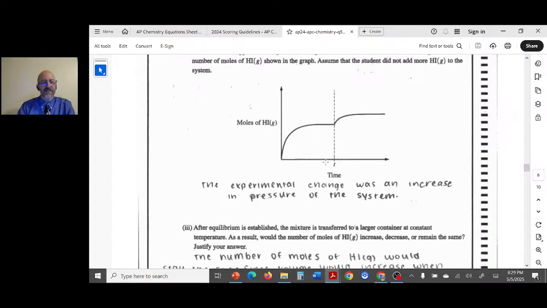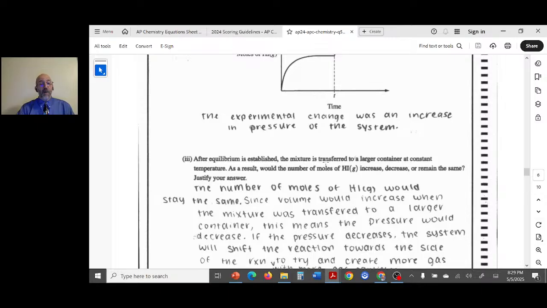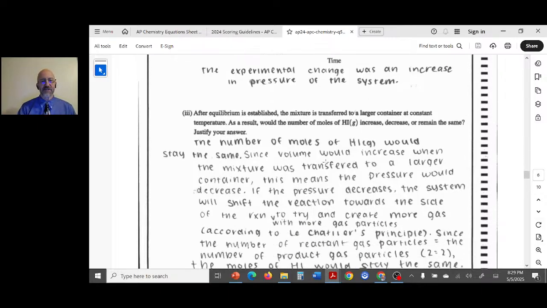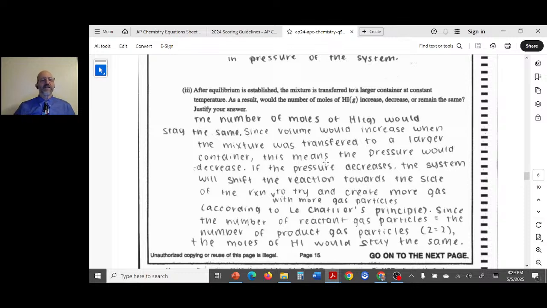the HI to increase. And then finally, here's what they said. Number of moles would stay the same. Great. Let's see if their justification is good. Since volume would increase when the mixture was transferred to a larger container, that means that the pressure would decrease. Okay, cool. If the pressure decreases, the system would shift the reaction toward the side of the reaction to try to create more gas particles. Since the number of reactant gas particles is equal to the number of product gas particles, moles would stay the same. So yes, they earned 2 out of 4 points.